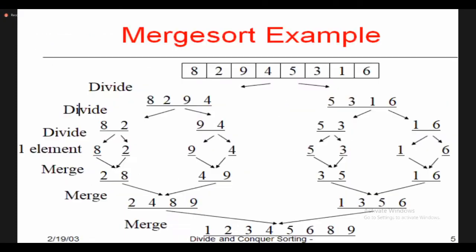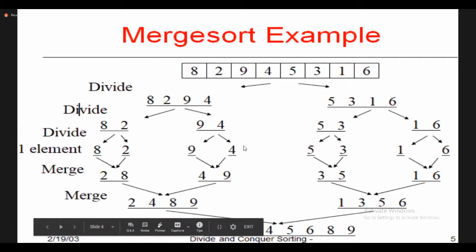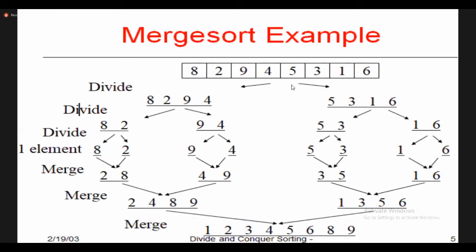Let's see one more example. Now I explain the right side part. 8 2 9 4 5 3 1 6. How many elements are in this array? 8 elements: 1, 2, 3, 4, 5, 6, 7, 8. So what are the indexes?